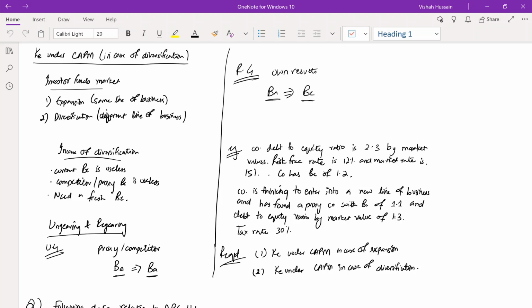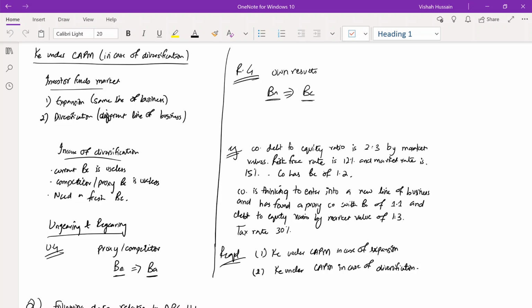Competitor or proxy beta equity is useless, and you need a new fresh beta equity. So what you do is in ungearing, you compute the beta asset by adding the proxy or competitor data, and for regearing you add your own results and then you compute the beta equity.